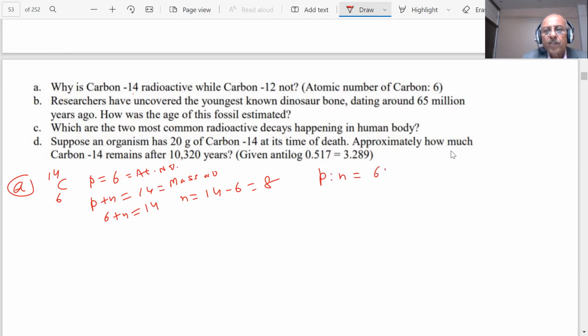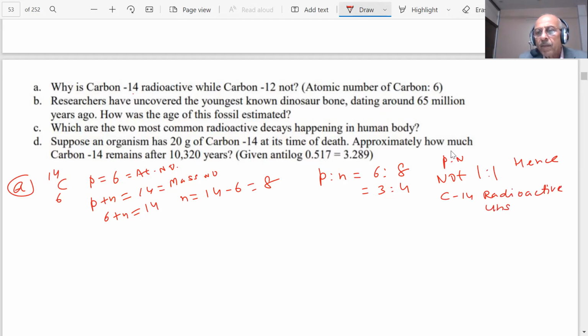The proton neutron ratio is 6:8, student, which is 3:4. The ratio is not 1:1. Hence, I can say C14 is radioactive. Therefore, C14 is a radioactive, unstable atom. When an atom is unstable, it is radioactive. It will decay. And you already know that C14 is decaying into nitrogen. If I write carbon 6, 14 and nitrogen 7, 14, it is undergoing radioactive decay. So answer A is given.